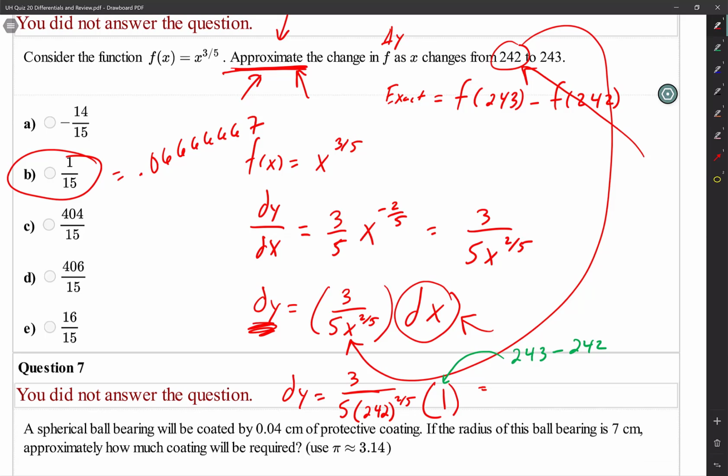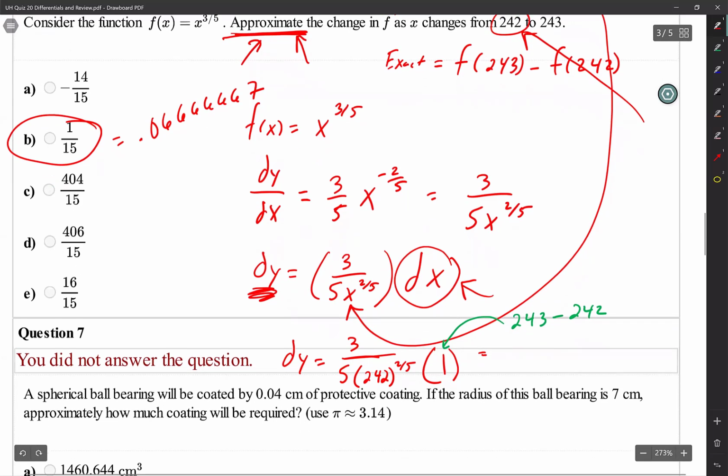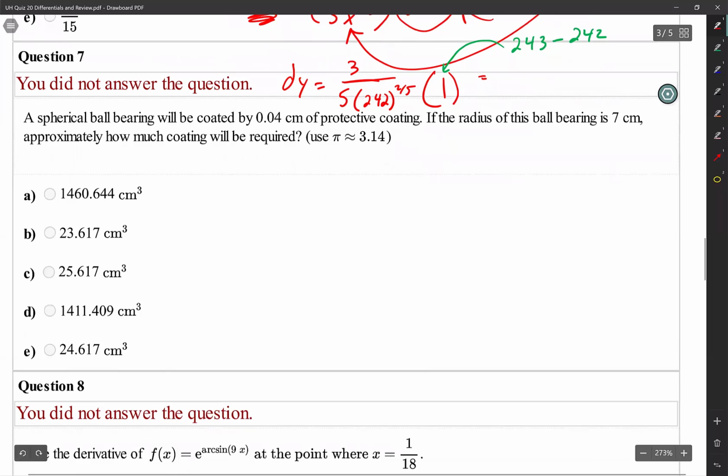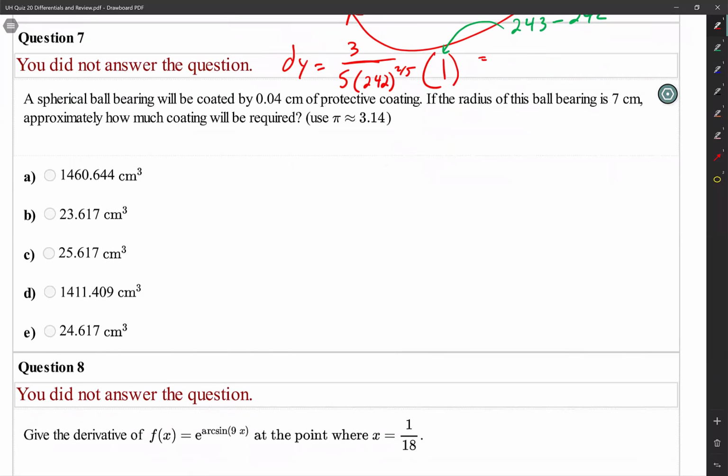And we got another perfect problem that does the same thing again on question 7. So check it out, guys. A spherical ball bearing will be coated by 0.04 centimeters of protective coating. If the radius of this ball bearing is 7 centimeters, approximately how much coating will be required?